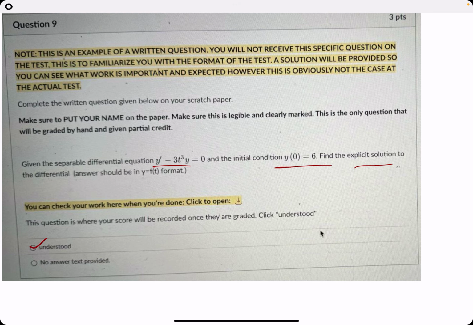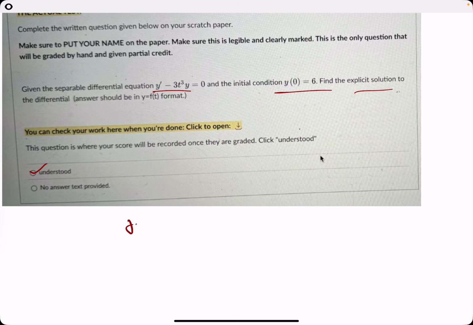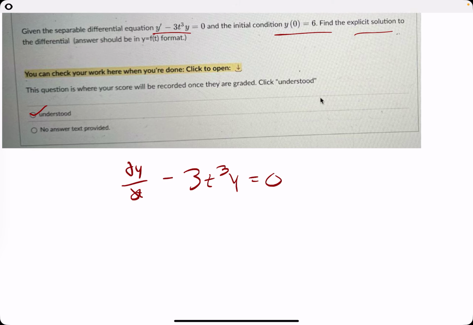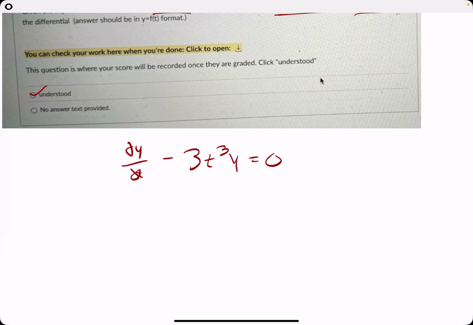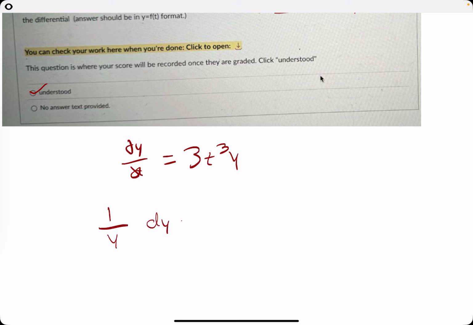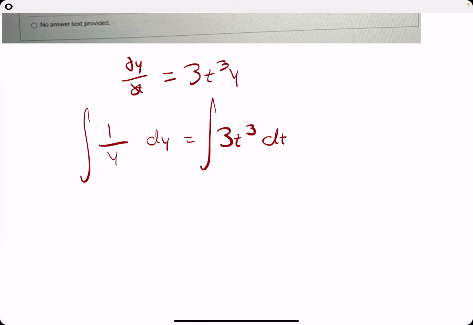Okay, so we're going to rewrite y prime as dy over dt. We have minus 3t cubed y equals 0. We're going to separate the variables. We're going to add all this stuff to the other side, and I'll just do it like that. Then we're going to divide by y, so we get 1 over y dy. We're going to multiply by dt, so we'll get 3t cubed dt. We separated the variables. Integrate both sides.